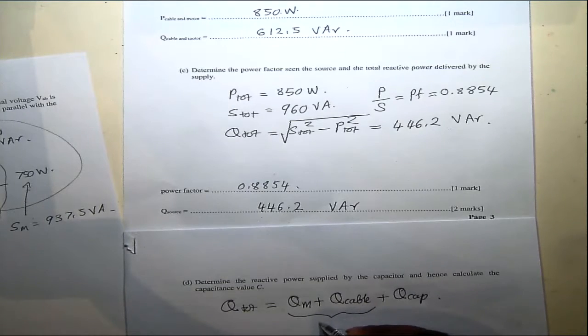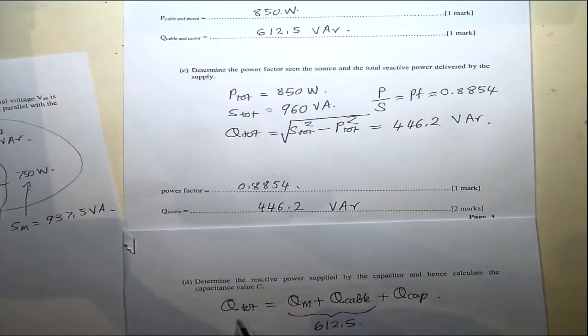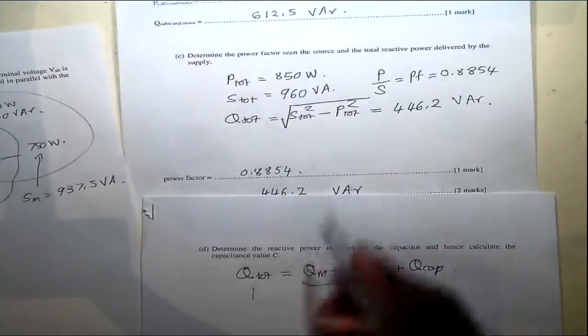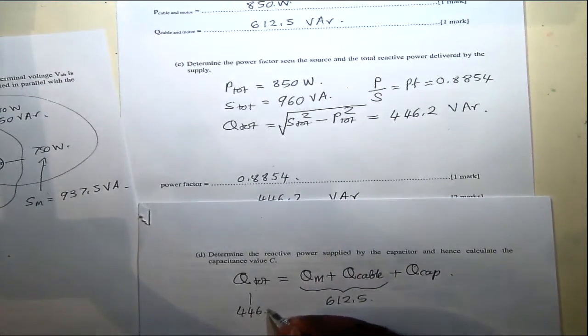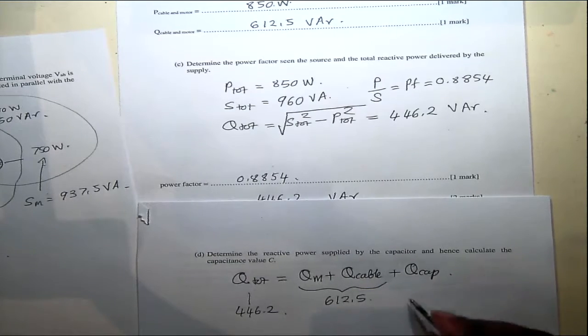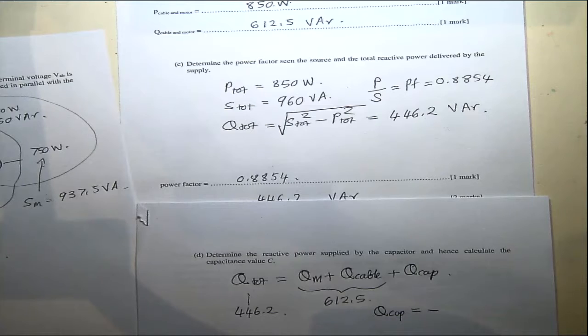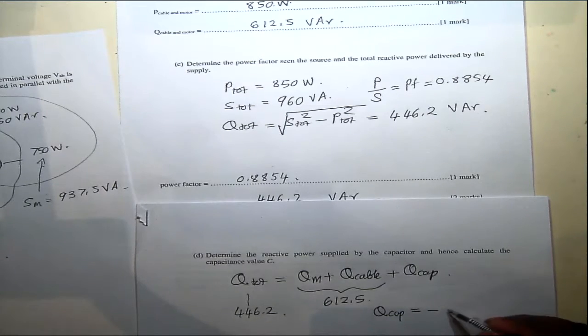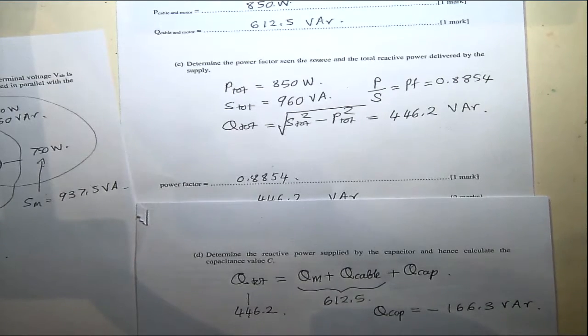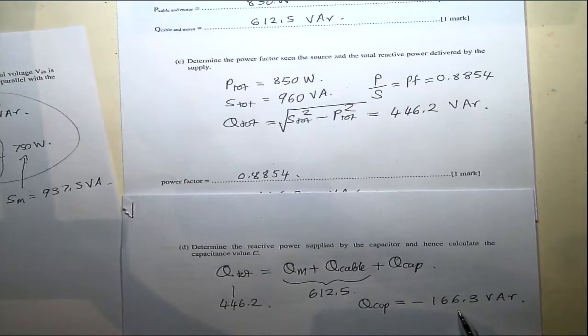That's 612.5, and the total reactive power supplied is 446.2. So the capacitor reactive power is a negative value. So that's 446.2 minus 612.4. 166.3 volt ampere reactive. This is the amount of reactive power supplied by the capacitor.